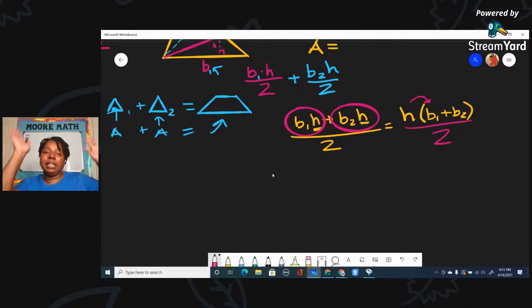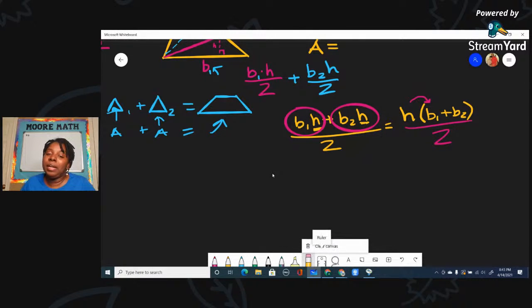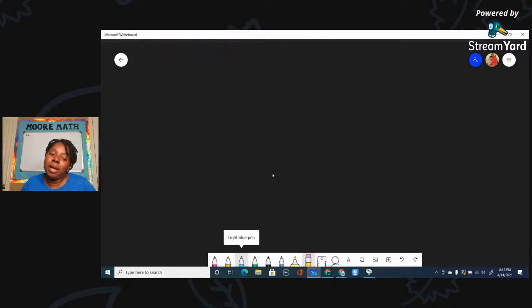Okay, that's just a fact, just in case you didn't know before, that's how they came up with it. They saw that a trapezoid was two triangles, and then they said, oh, well, I know the formula for area of a triangle, so I'm going to take this first triangle and add it to the area of this triangle, and that's how I get the area formula for a trapezoid. So it just really came from two areas of a triangle added together.